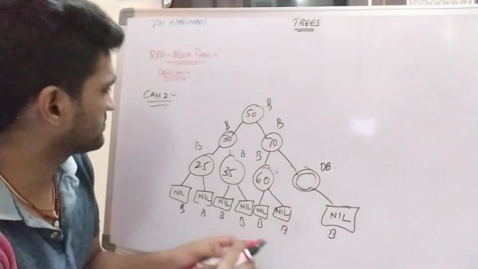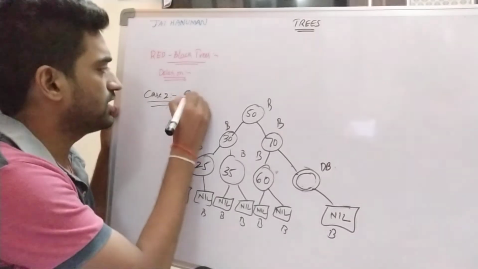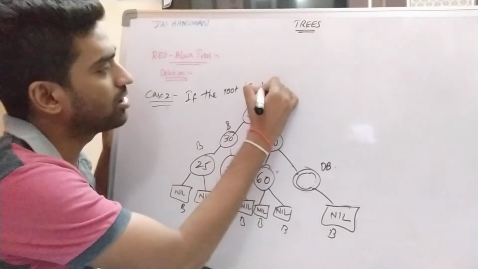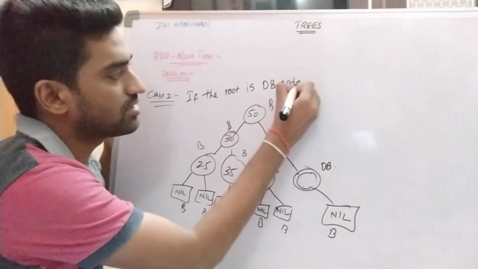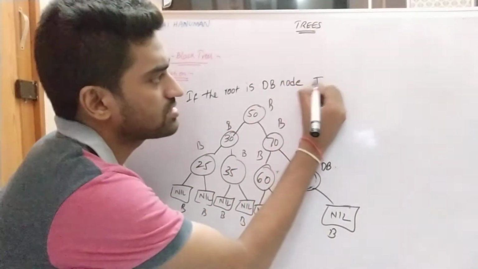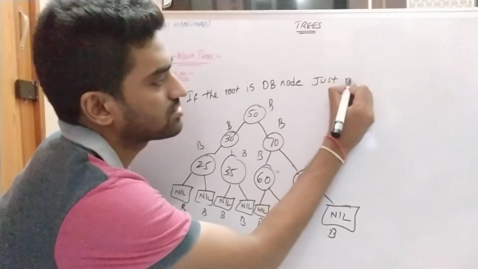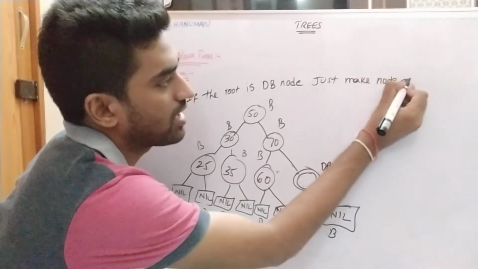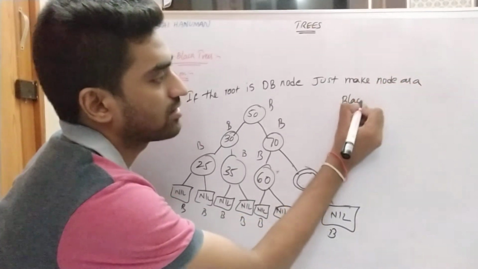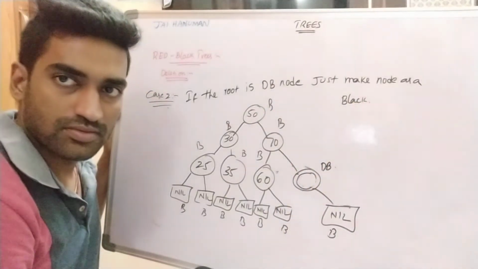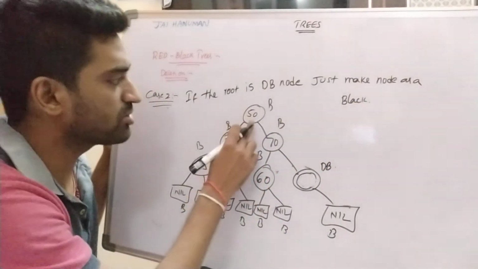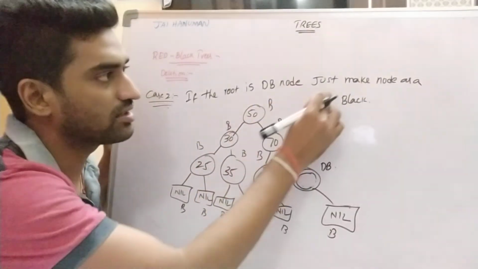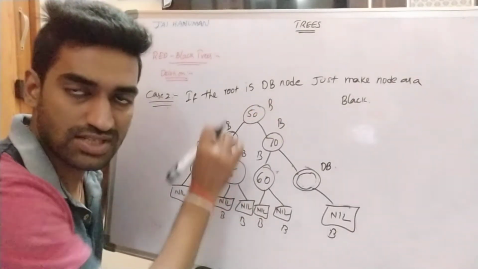So here in case 2, if the root is a double black node, just make the node black. So this is the second case. For suppose if the root contains a double black situation, simply that can be made a black node. So that is the simple case.